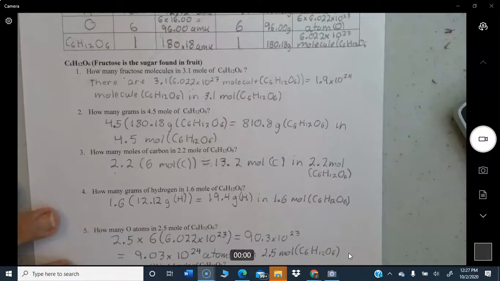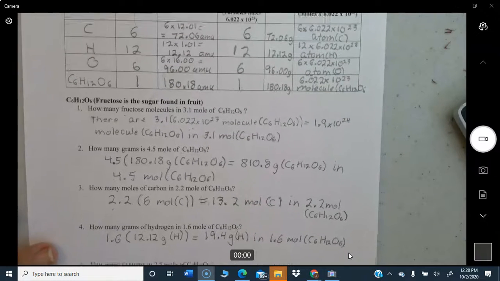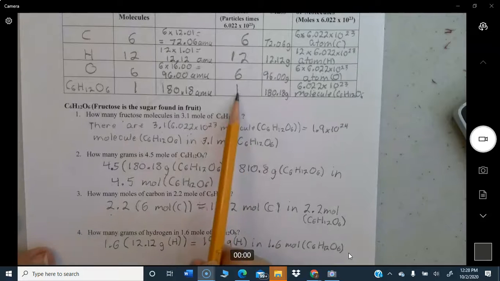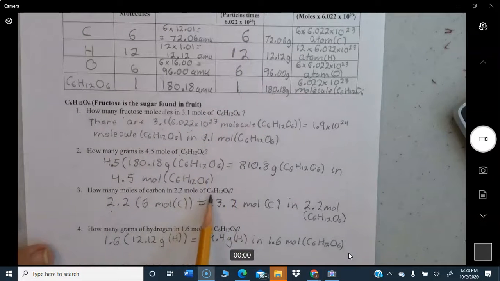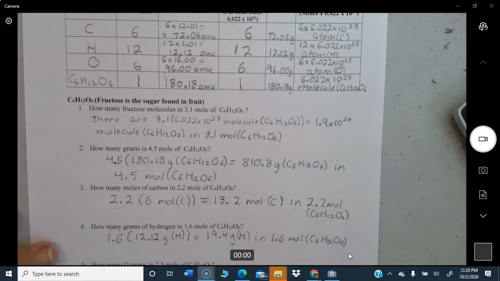All right, how many moles of carbon in 2.2 moles of fructose? In 1 mole of fructose, there's 6 moles of carbon. So in 2.2 moles of fructose, there's going to be 2.2 times 6 moles of carbon. And that gives you 13.2 moles of carbon in 2.2 moles of fructose.